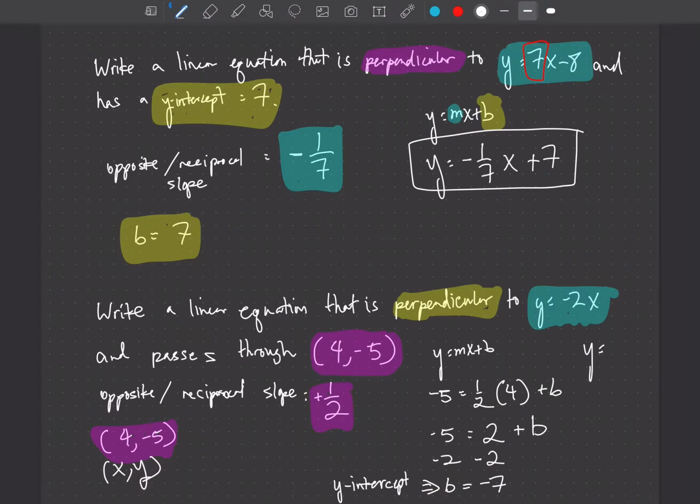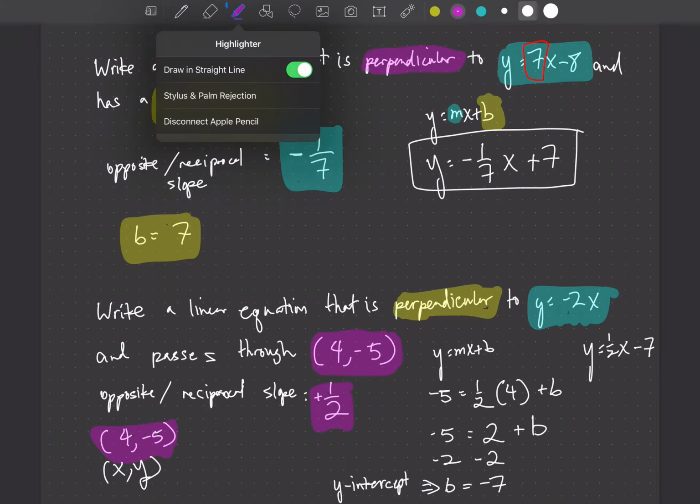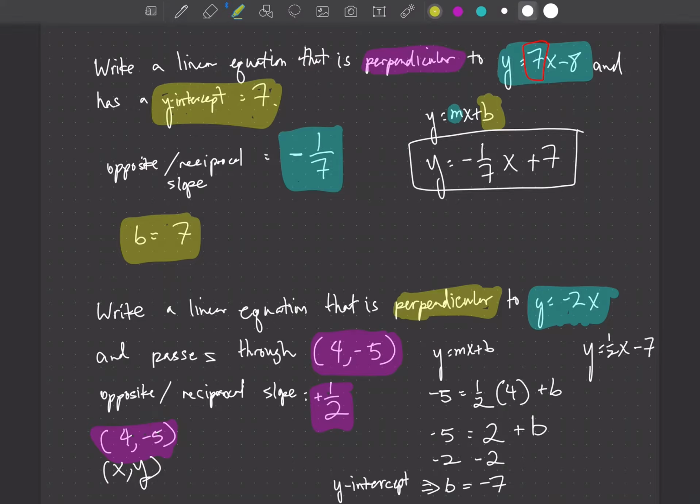So y equals 1/2 x, the slope I just found, minus 7, the y-intercept I just found. Let's highlight that. B was put there, and my slope of 1/2 was put there. If I were to compare my final answer to my original line, you can see that the slopes are opposite signs and they are reciprocal.